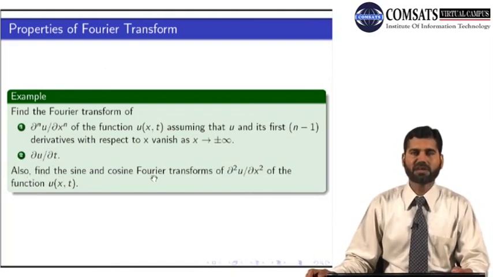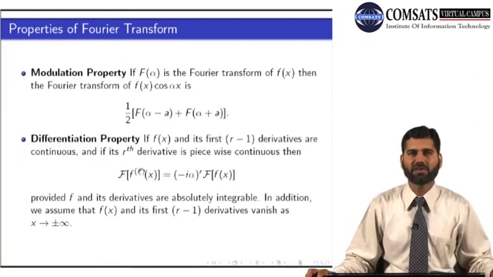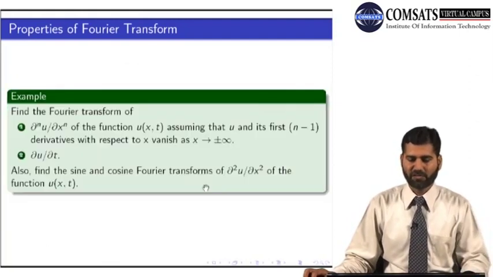Also find the sine and cosine Fourier transforms of ∂²u/∂x². Here, this is the regular transform, not the Fourier transform. All right. So for the Fourier sine and cosine transform, we need to use integration by parts twice to get the answer. So let's do that.